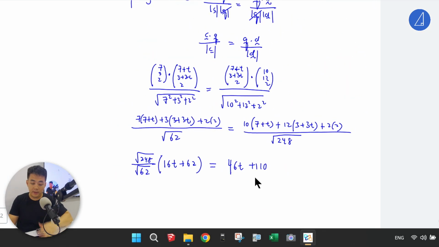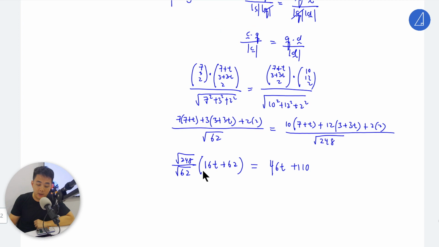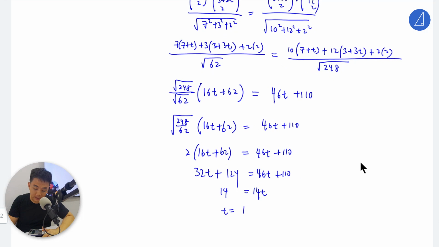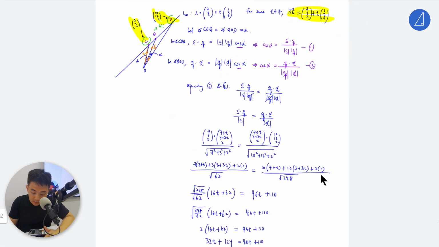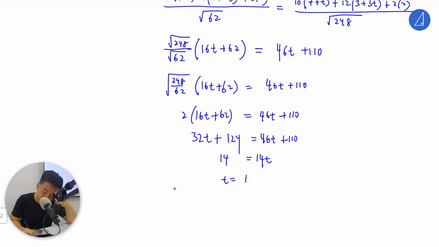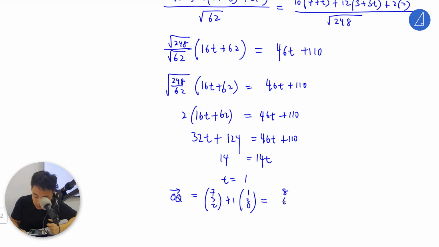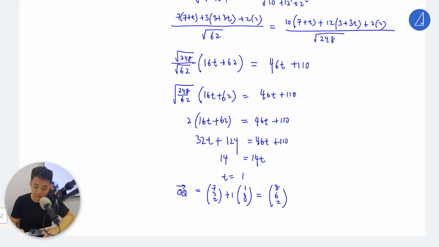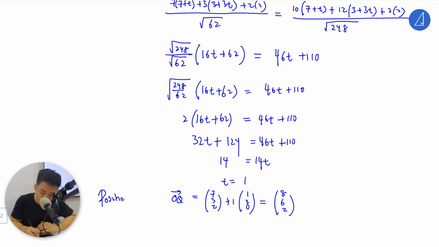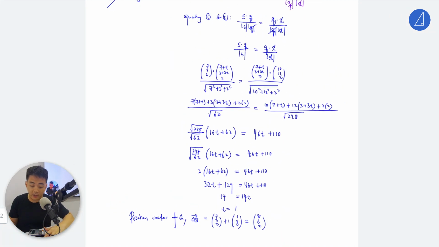Okay, so just normal manipulation. This 248 I'll multiply above. Then I can simplify this, then solve for t. Okay, so this is it. I solve t equals 1. Then I get my Q. OQ is 8, 6, 2. They want the coordinates or position vector. So that is the position vector of Q. Got it.